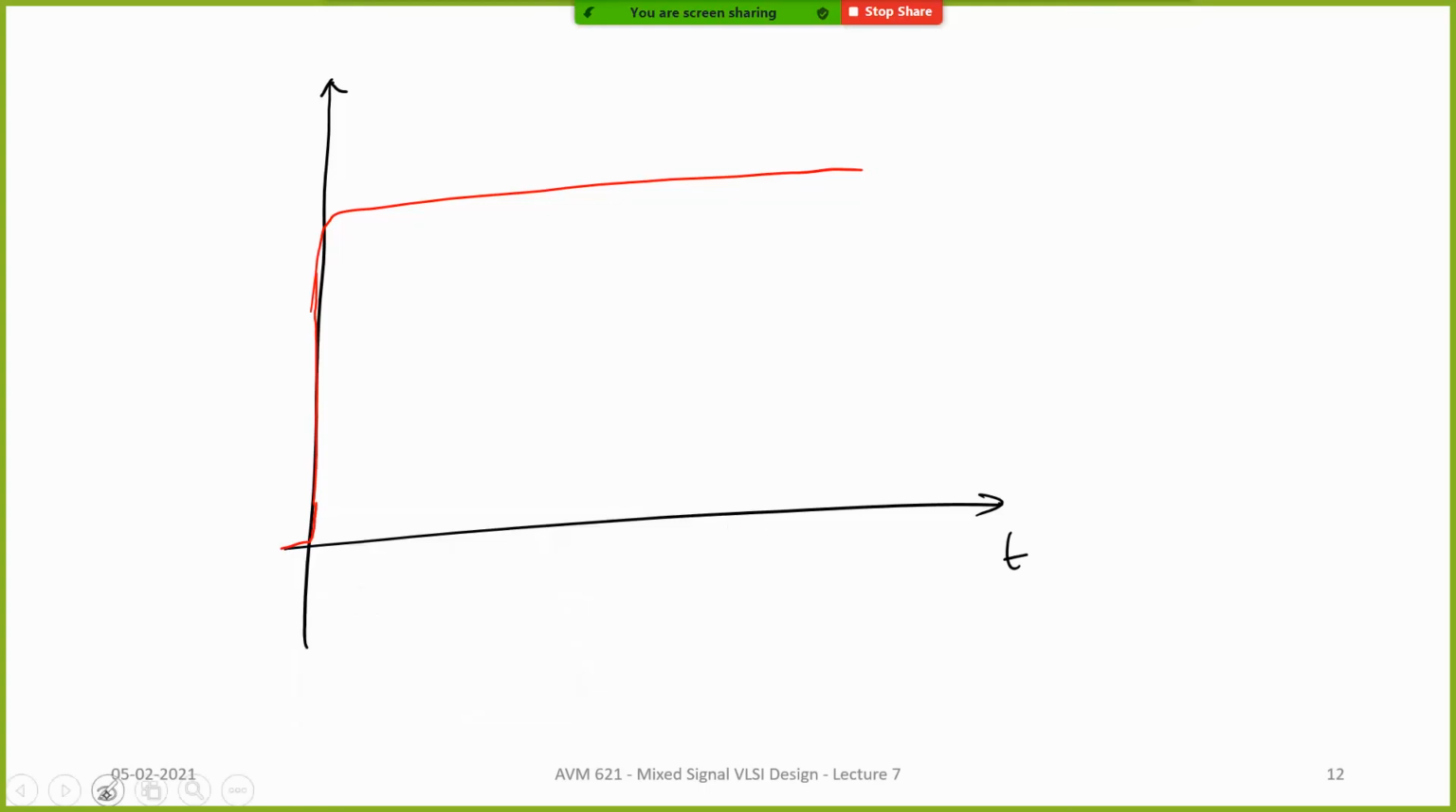Okay, let me also draw the clock waveform. So the clock waveform is going to be coming like this. Let me parallelly draw here. Let's say now we are in the hold mode. Now we are going up here to the track mode, and then again you are going down to the hold mode, right? So this is your phi, this is your clock waveform. Okay, this curve is nothing but your input voltage.